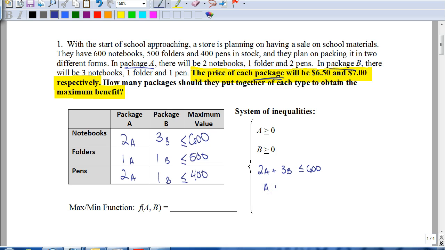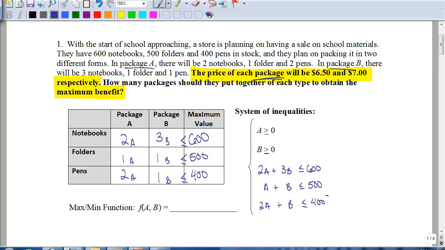And then we have 1A, or just A, plus 1B, or just B, which is less than or equal to 500. And 2A plus 1B, or just B, which is less than or equal to 400. That's my system of inequalities.